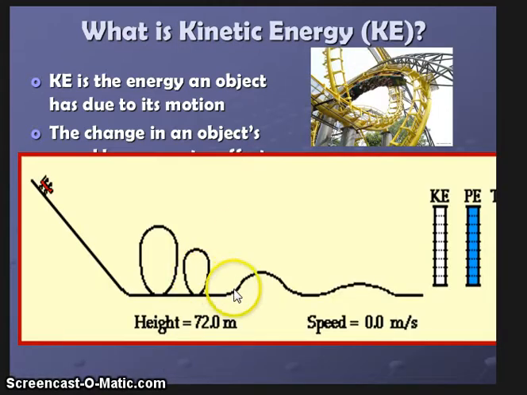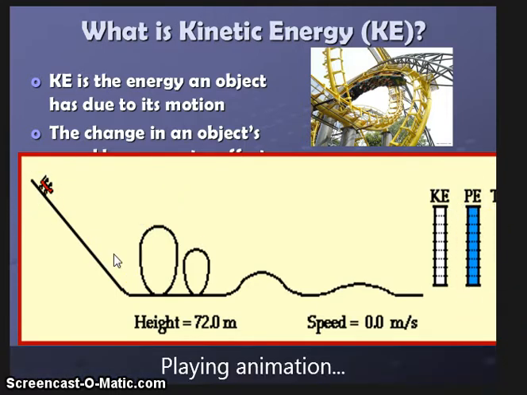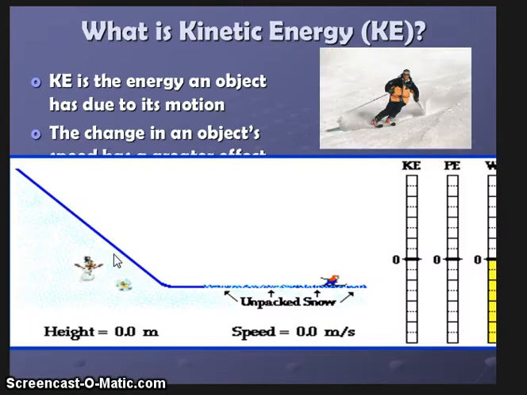Okay, so here we have a roller coaster, and if we look at it, right here is where it has the most potential energy. You see the bars all the way filled up. And on this one, it's a skier on a slope.